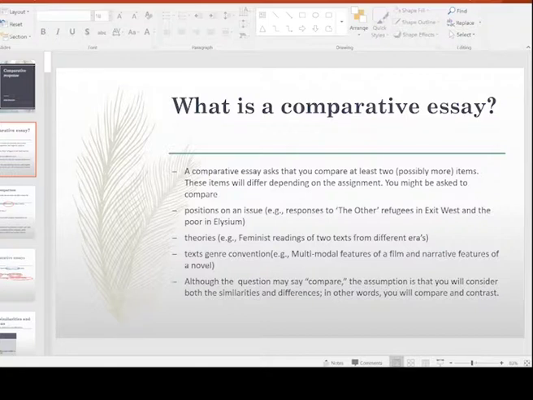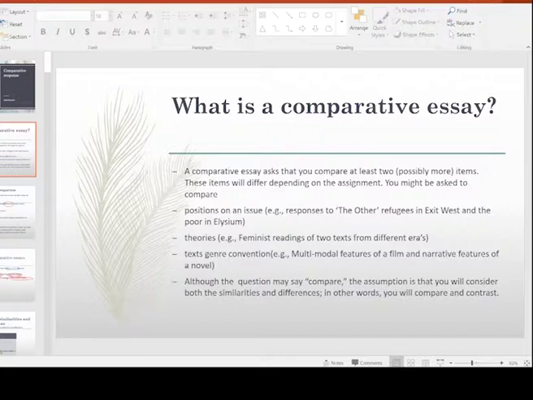You might be asked to compare the text based on text conventions. So if they say things like multimodal features of a film or the narrative features of a novel. All of you are doing visual text, so today we're going to go through some visual techniques. If I refer to a technique as a film technique, it is also a visual text technique. That means it's a storybook technique, it's a print ad technique, it's a documentary technique. They all use the same visual techniques.